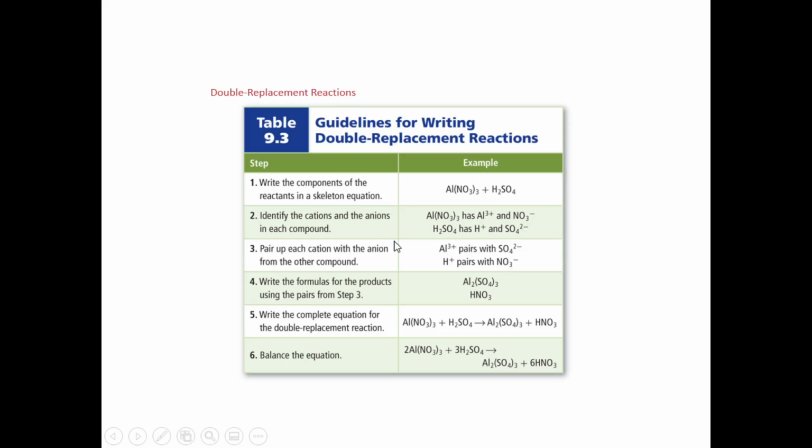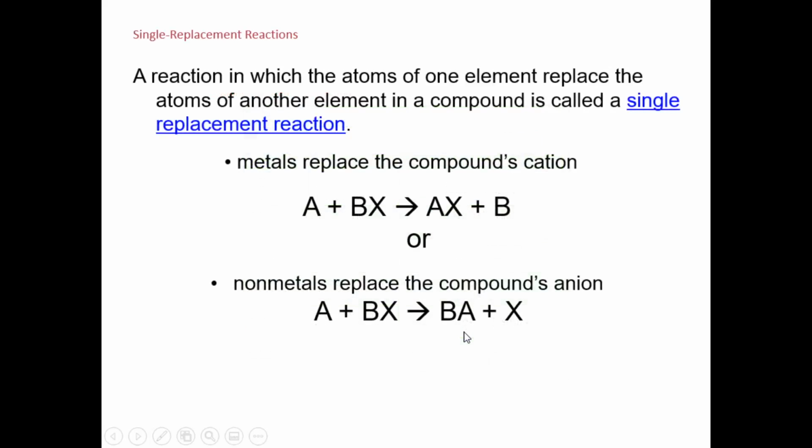I mean, these are tips and guidelines for writing double replacement reactions. It's just what I've been showing you. You switch the cations, and then you figure out what the products would be.